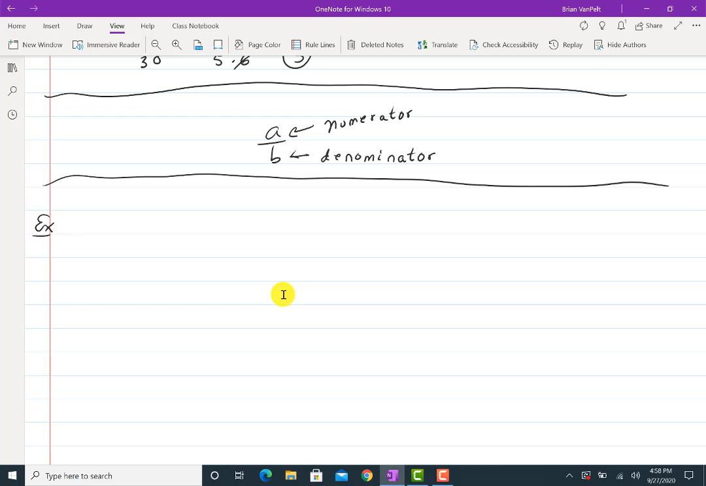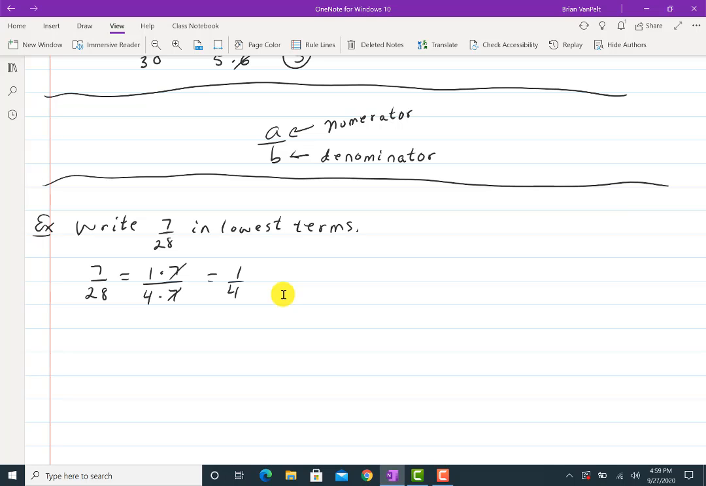This time I want to write 7 over 28 in lowest terms. So now you need to try to come up with some sort of a number that goes into both 7 and 28. Well, 7 you can't break down except as 7 times 1. However, luckily, it just so happens that 28 is 4 times 7. So you see I have a common factor that I can cancel. And what I'm left with is 1/4.